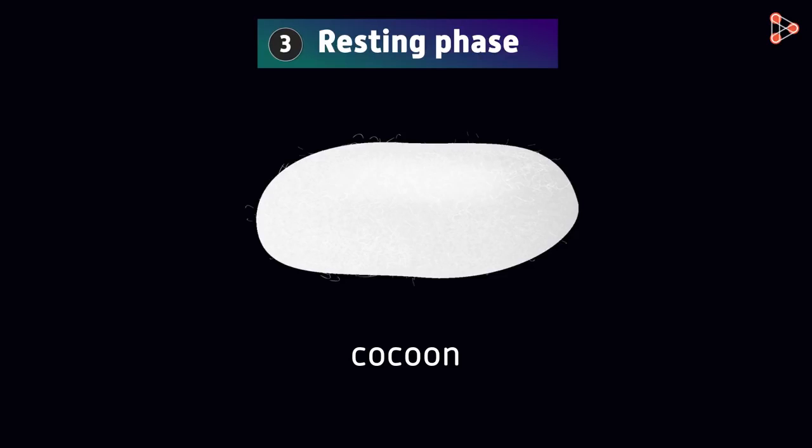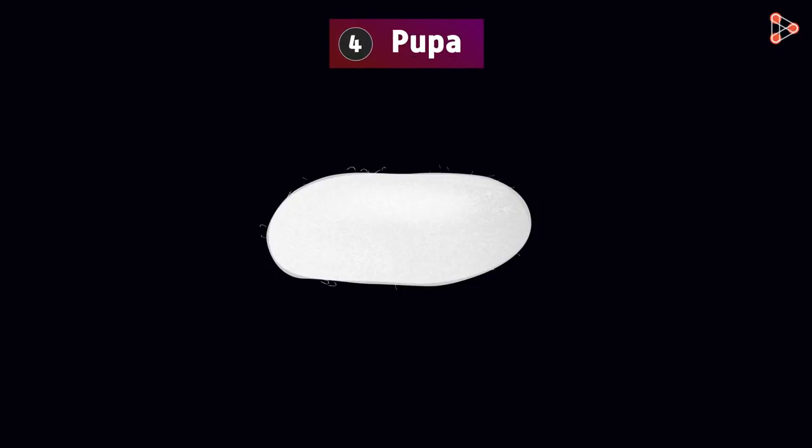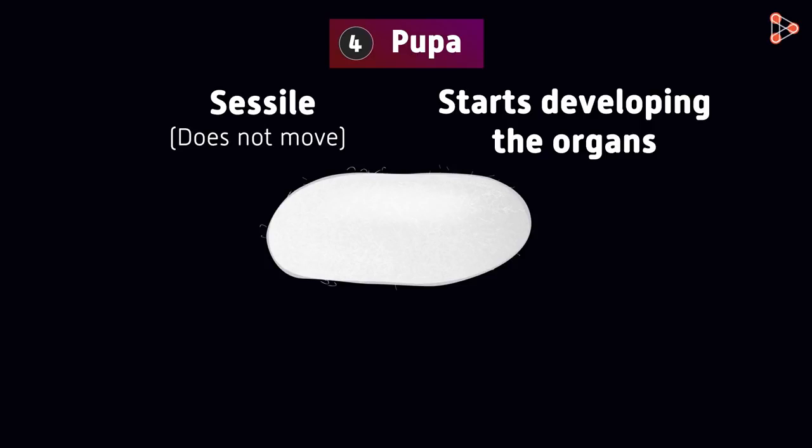Did you know that this cocoon is what is of great interest to us? Because it is this structure that will give us the silk threads after we process it. Once the cocoon is formed, the larva inside it starts resting and enters the next stage of its life cycle called the pupa stage. The pupa stage is where the organism is sessile, which means it does not usually move, and it starts developing the organs which adult moths have. So here, the pupa rests inside the cocoon and starts developing into an adult.